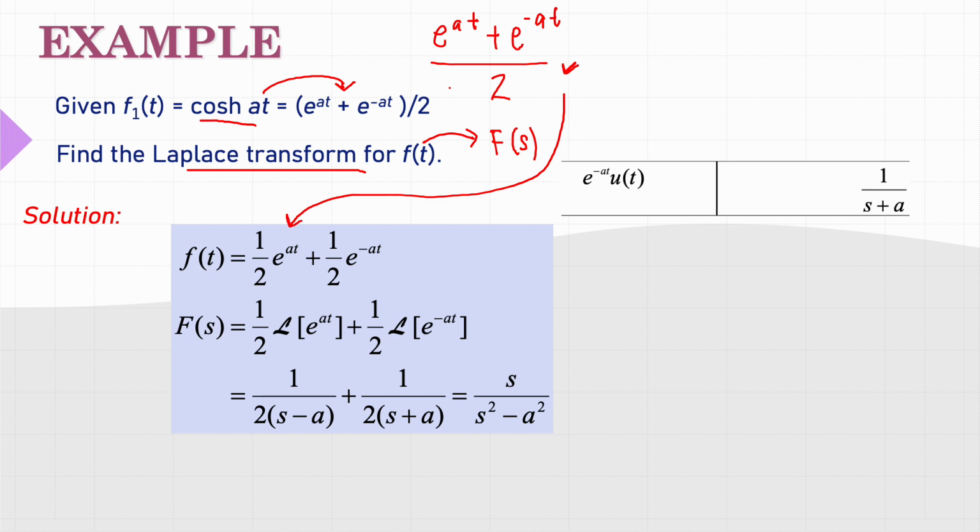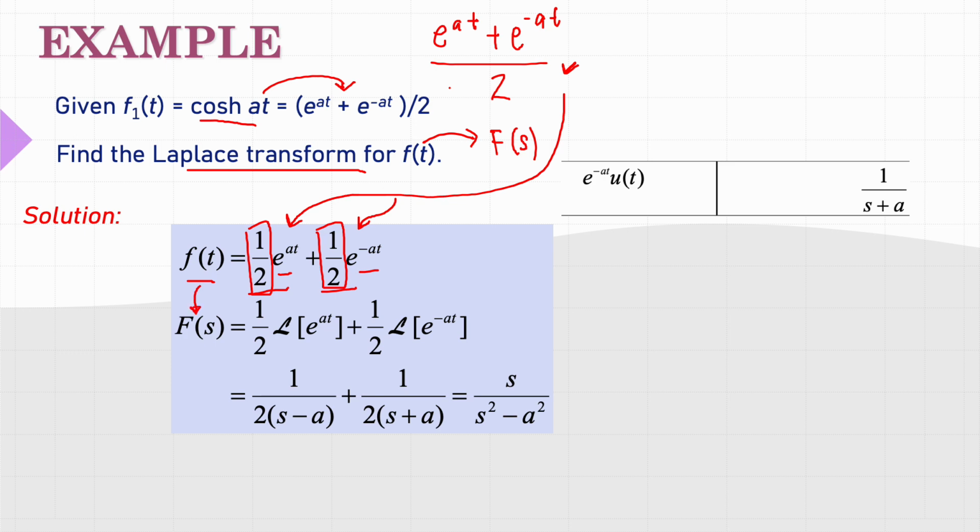This equation can be separated into these two equations here. 1/2 is going to be the constant, and we can see that one exponential is going to be positive and one is going to be negative. So this is the time domain. This is the equation that we have rewritten into a simpler form in the time domain. So we need to convert from the time domain into the S domain.